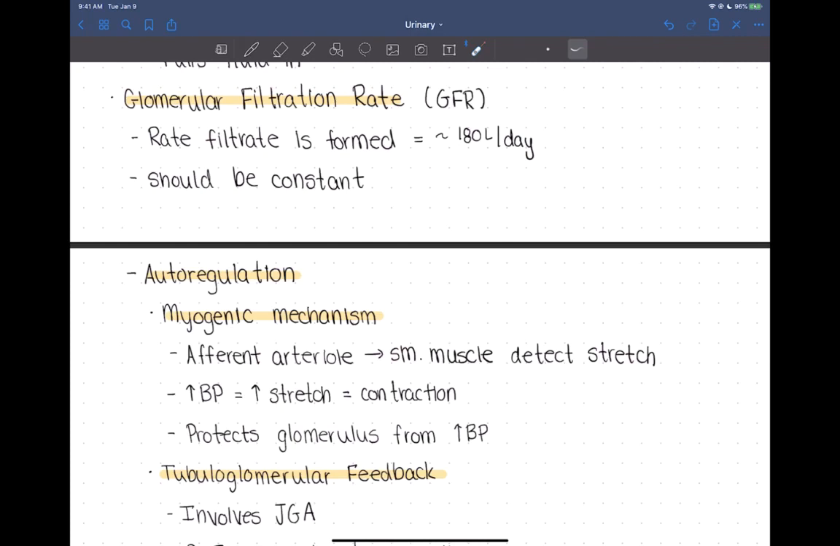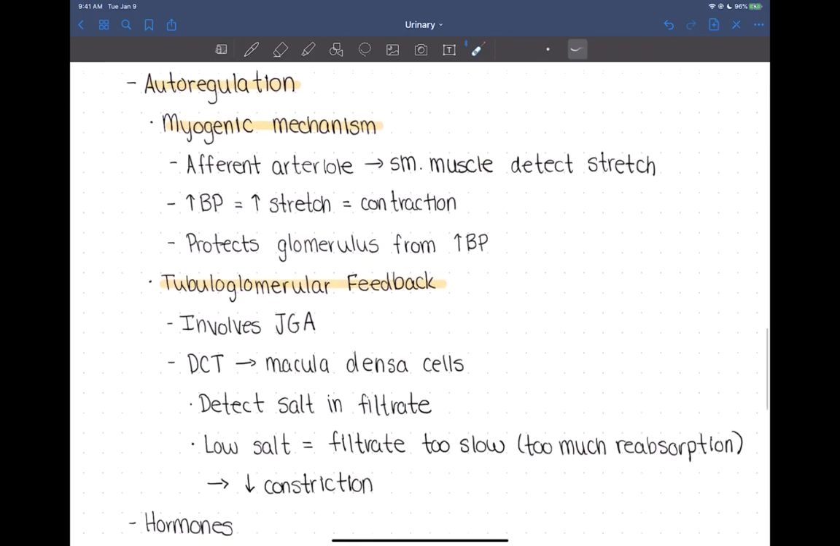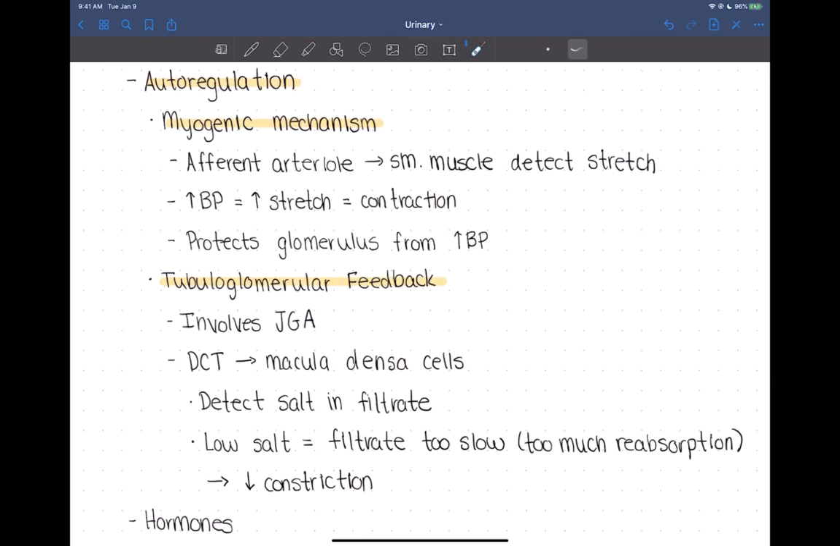This rate of forming the filtrate, the glomerular filtration rate, should be maintained constant throughout the day. So there are mechanisms in place to help maintain that filtration rate at a constant level. Let's talk about those mechanisms. The first category is autoregulation. This is the kidney regulating itself. It has its own mechanisms in place to regulate that filtration rate.